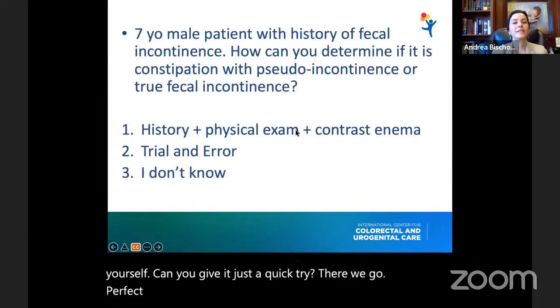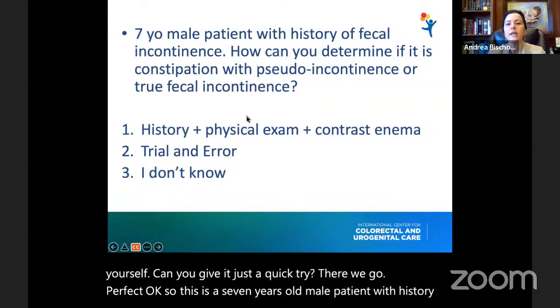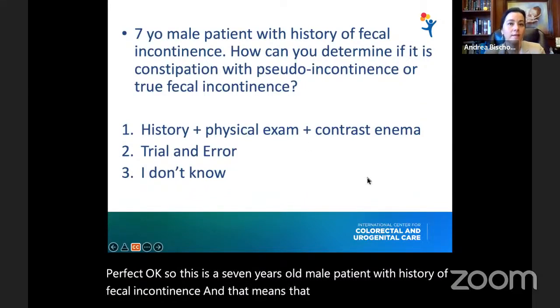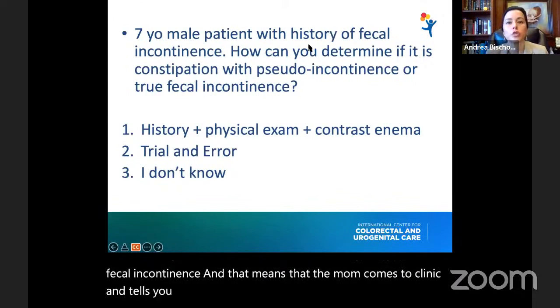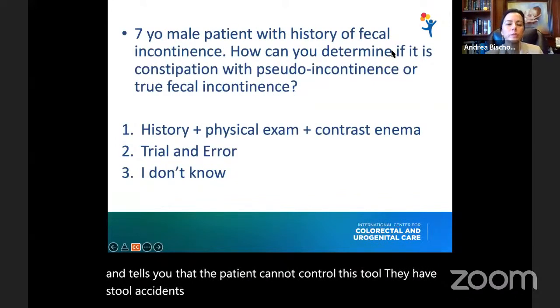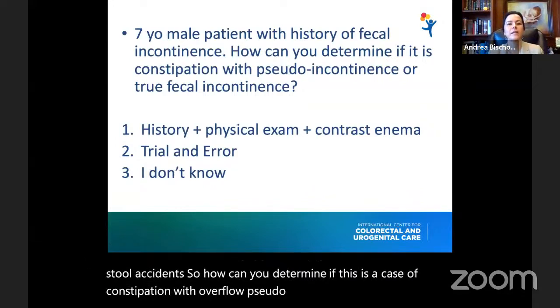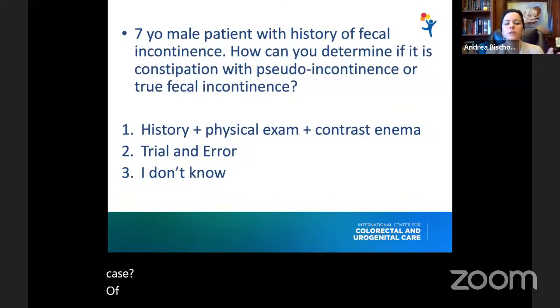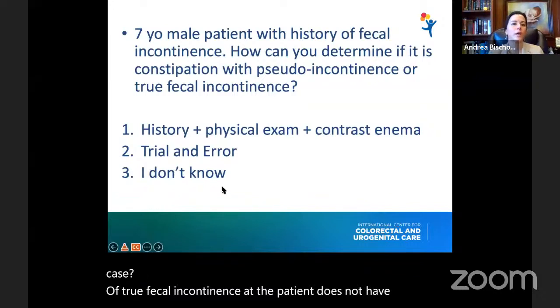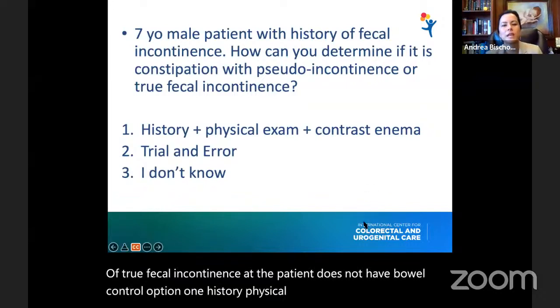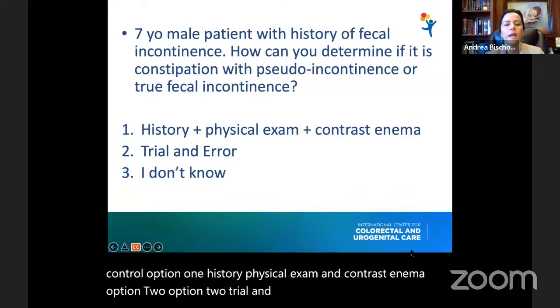Okay. So this is a 7-year-old male patient with history of fecal incontinence. And that means that the mom comes to clinic and tells you that the patient cannot control the stool. They have stool accidents. So how can you determine if this is a case of constipation with overflow pseudo-incontinence, or if this is a case of true fecal incontinence that the patient does not have bowel control? Option 1, history, physical exam, and contrast enema. Option 2, trial and error. Option 3, I don't know. Everybody can vote.